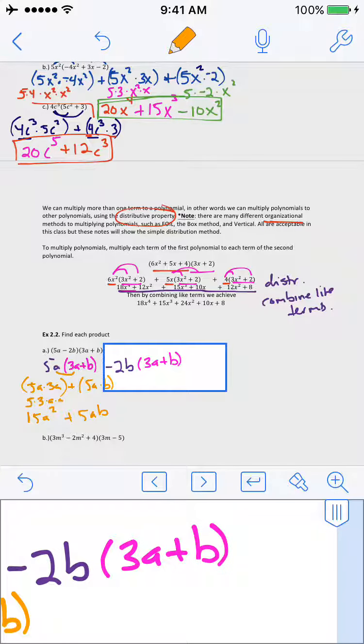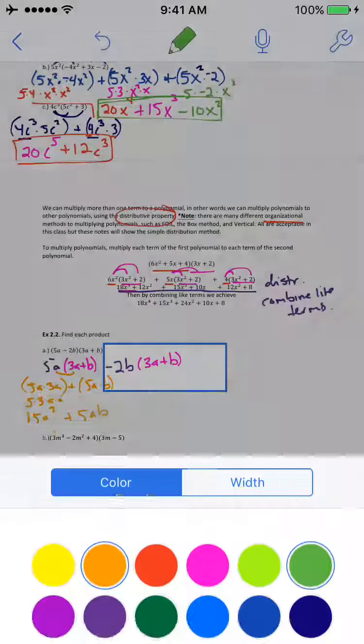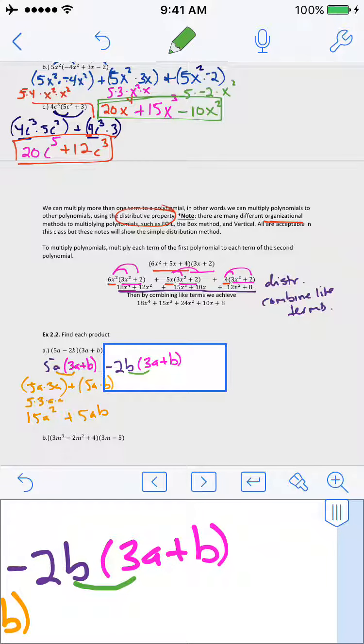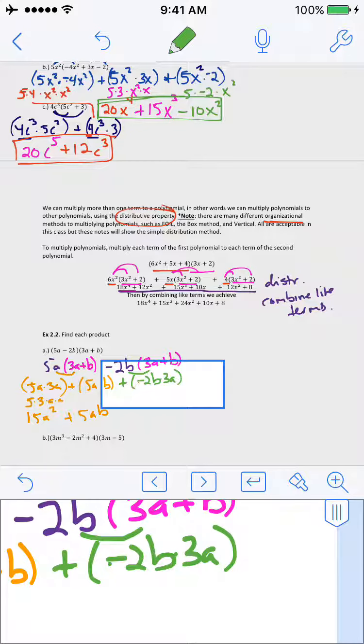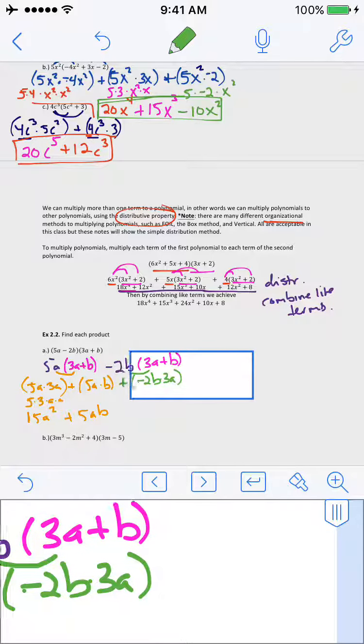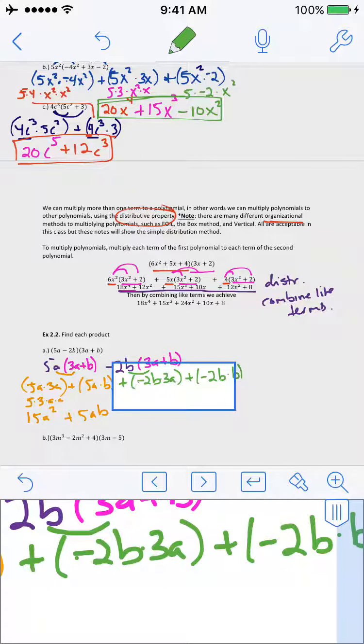Let's go do the exact same thing for the other monomial. Do this one in green. Negative 2b times 3a. So we'll do plus a negative 2b times 3a, and a negative 2b times b. So plus a negative 2b times b. Go ahead and simplify those.